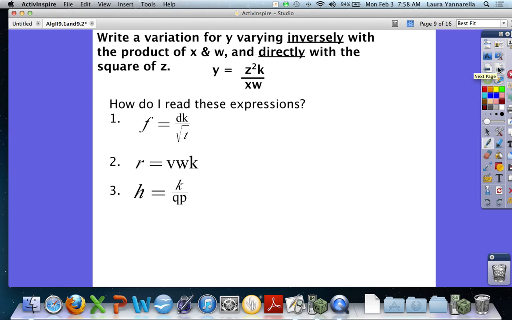Okay. You may have to write a variation depending on the words. So, if you had the words y varies inversely with the product of x and w and directly with the square of z, you would start with y varies, or y equals. Inversely goes in the denominator, so the product of x and w goes down here, and directly with the square of z goes up here. K must be a part of the formula, but you notice there was no mention of k in the words. And I'll let you try these three on your own.